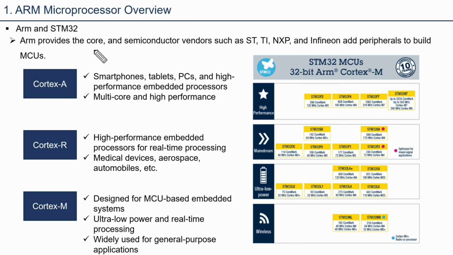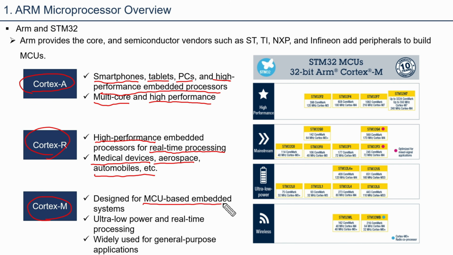Now let's take a look at the various types of ARM cores. First, we have the Cortex-A core, which is one type. This core is widely used in high-performance embedded processors such as smartphones, tablets, and personal computers. They are typically multi-core and are capable of delivering high performance. And then for the Cortex-R, it's also high performance, but its main focus and what truly makes it stand out is its real-time processing functionality. It is capable of processing data in real time. This type of Cortex-R chip is extensively utilized in critical sectors such as medical devices, aerospace applications, and the automotive industry. The Cortex-M is the MCU that will be used in our course.